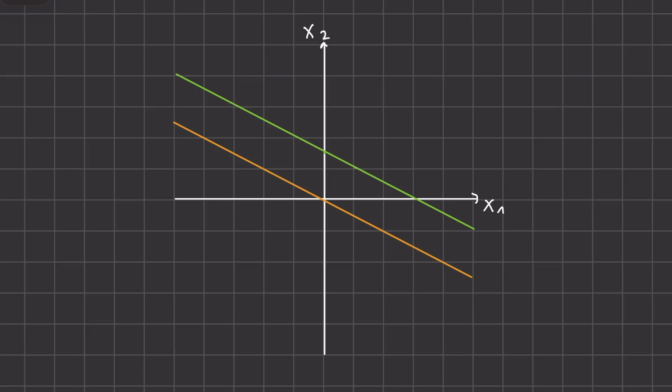Now, the last case is when there are infinitely many solutions, and this happens when we have the same line. So if we increase the y-intercept of this line until it reaches the y-intercept of the other line, both of them having the same gradient, we will have infinitely many solutions. Regardless which x1 we look at, both of these lines have the same x2 value. So there are infinitely many intersects between these lines.